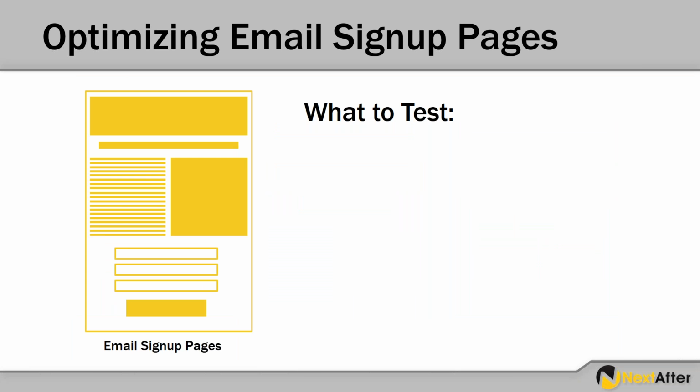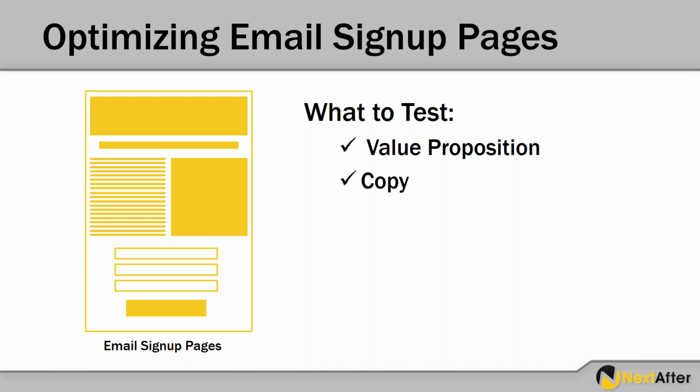I'm going to go through a number of different things that you can be testing or should be testing on your email sign-up pages. First and foremost is the value proposition. Remember, the value proposition is a very specific why for a very specific what. Why should I sign up for your email offer? What makes your email offer different or unique in some way? So value proposition is one key variable that you should be testing.